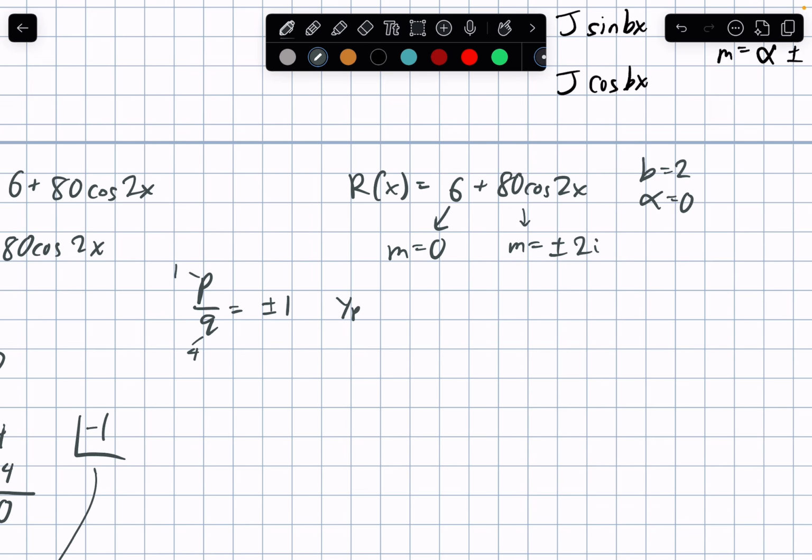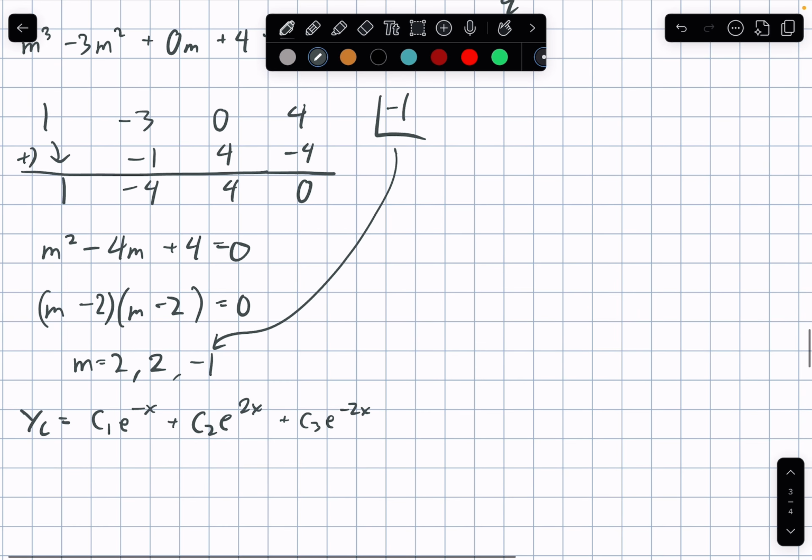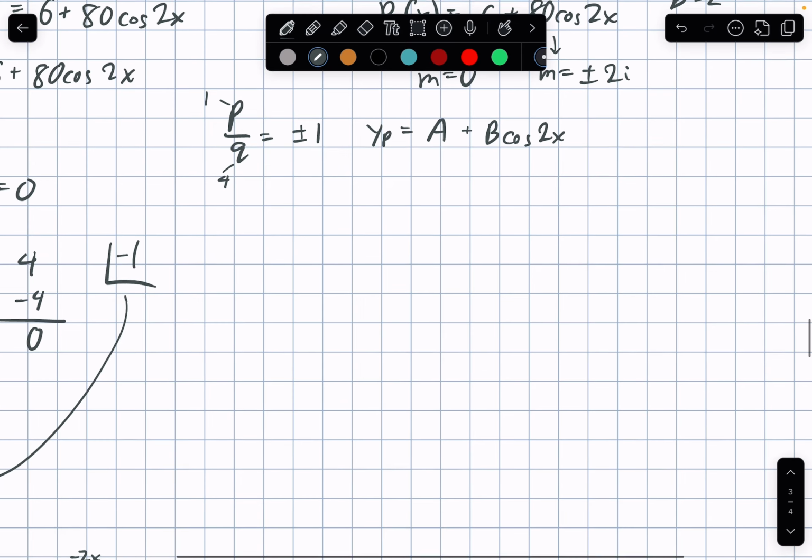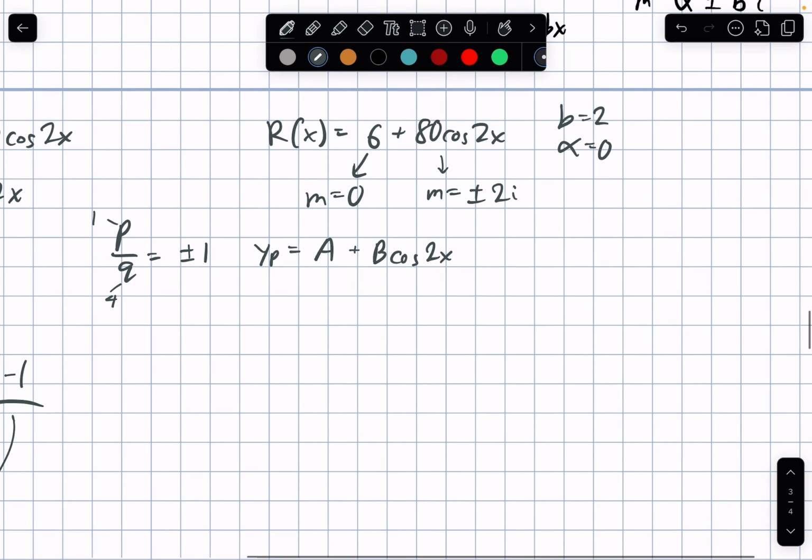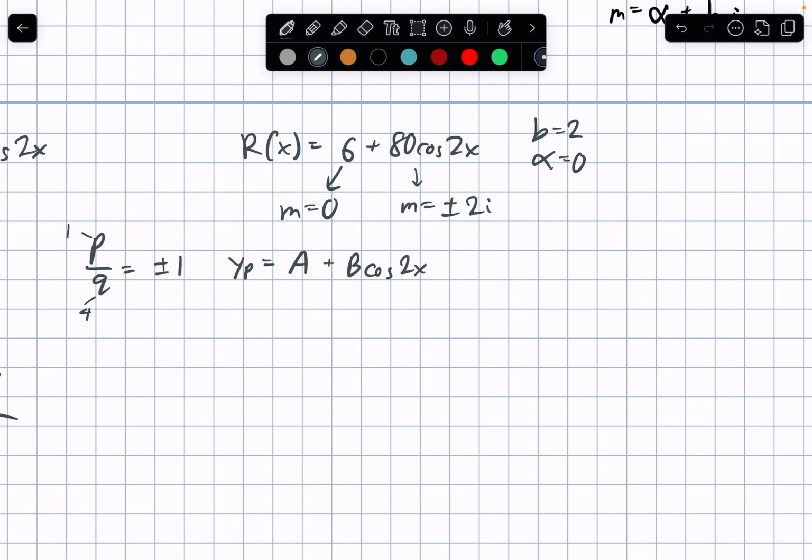Let's now write y sub p. So we have a constant, just a, plus b cosine 2x. I think that will suffice as our initial guess. Does y sub c have any constant? No, it does not. So there's no conflicting terms.